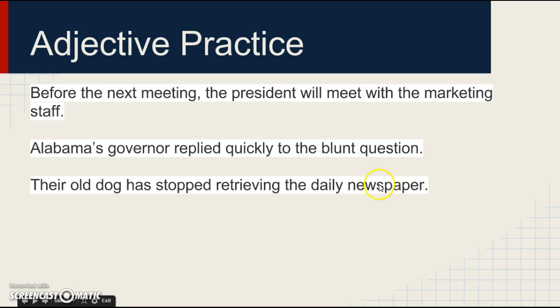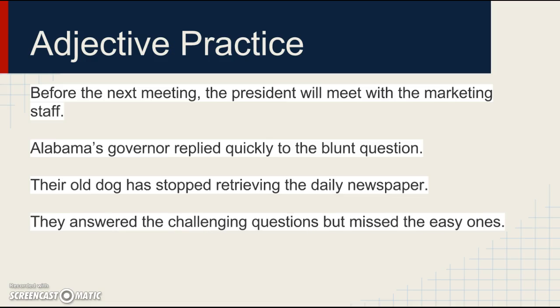Newspaper. Person, place, or thing. Newspaper's a thing. What kind of newspaper? Daily. So that would be our adjective for the noun newspaper. So our adjectives in this sentence would be old, describing the dog, and daily, describing the newspaper. Because I found the nouns, dog and newspaper, and I asked myself two questions. What kind and how many? What kind of dog? Old. What kind of newspaper? Daily.